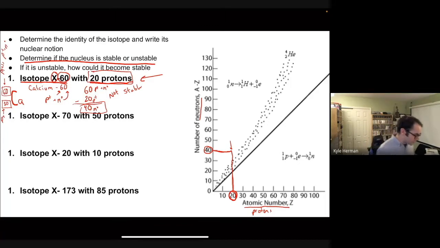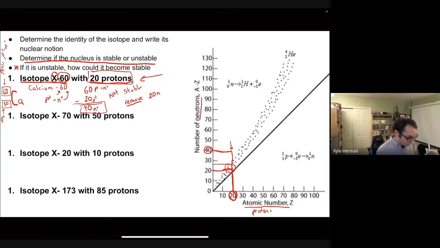So the last part of this says if it's unstable, how could it become stable? Well, what I would do is like what we were talking about before: I would remove some neutrons. So how many neutrons would we remove? Well, we want to get it down to about maybe 20, because 20 is in there. That's kind of the easiest one I would see. There's a lot of options for this. You could say maybe 23, 24, anywhere where it still falls within that band. But I'm just going to go with 20 because it's a nice round number. Again, you can have different answers. That's fine. So what I would do is remove about 20 neutrons.